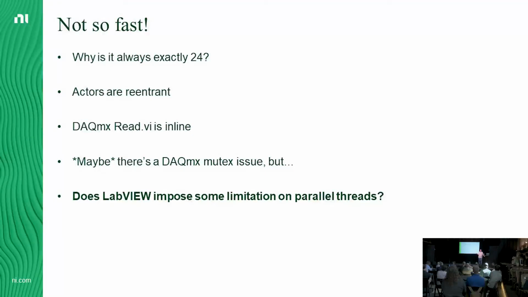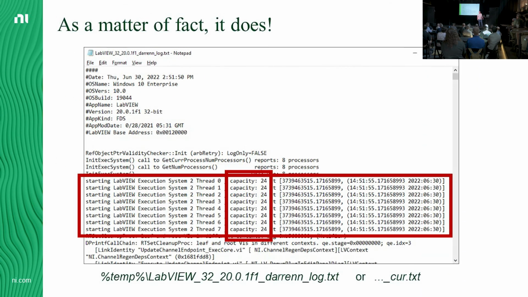The actors, we know Actor Framework, the actor VI is reentrant. DAQmx Read VI, have you ever looked at it? It's inline, so its code just gets pulled into its caller. We know there's a DAQ issue because when we pulled the DAQ VIs out, the problem went away. But I had to find out, is there some limitation that LabVIEW itself imposes on the number of parallel threads that can execute? As a matter of fact, there is.